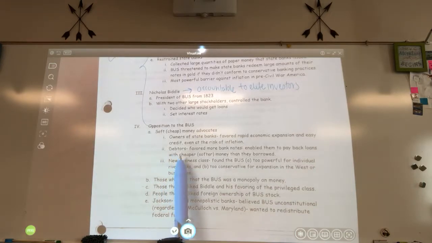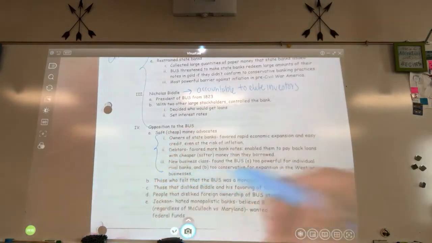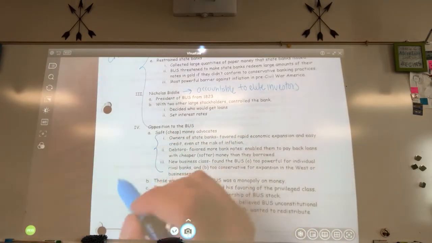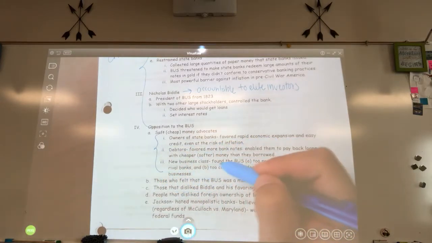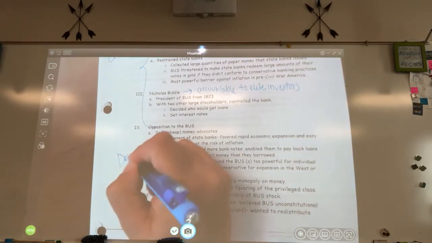Debtors favored more banknotes because it enabled them to pay back their loans. So if there's a lot more money out there, people could pay back their loans. But what has happened to the value of their real items? They have lost value. Last group is the new business class. They felt that the rival banks would not help them, so by having more money out there, they could get more loans. What party do you think this is? Is this a Whig or is this a Democrat? That would want more states' rights, help the common man, the debtor. This is the Democrats, right?